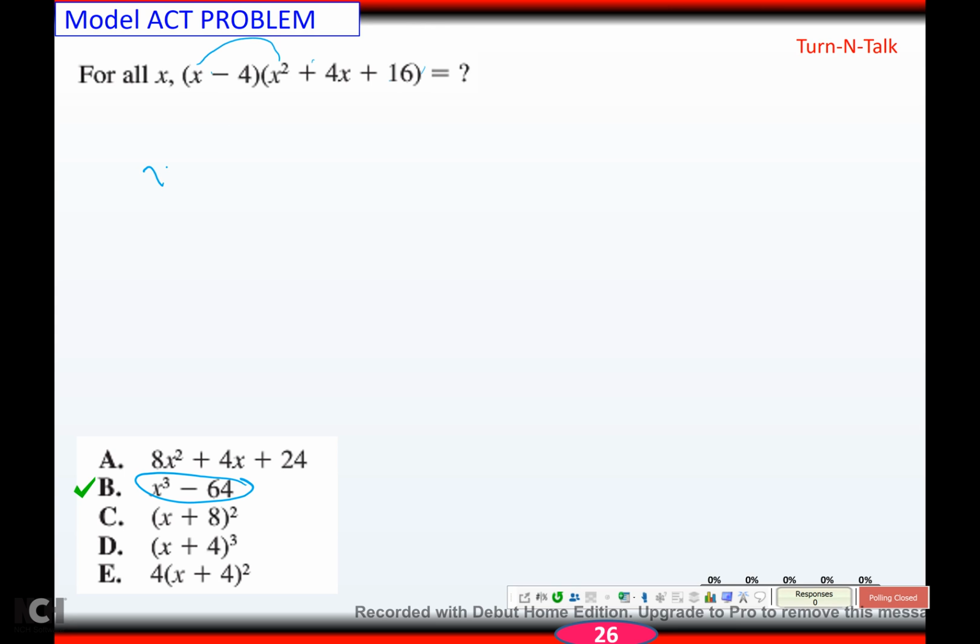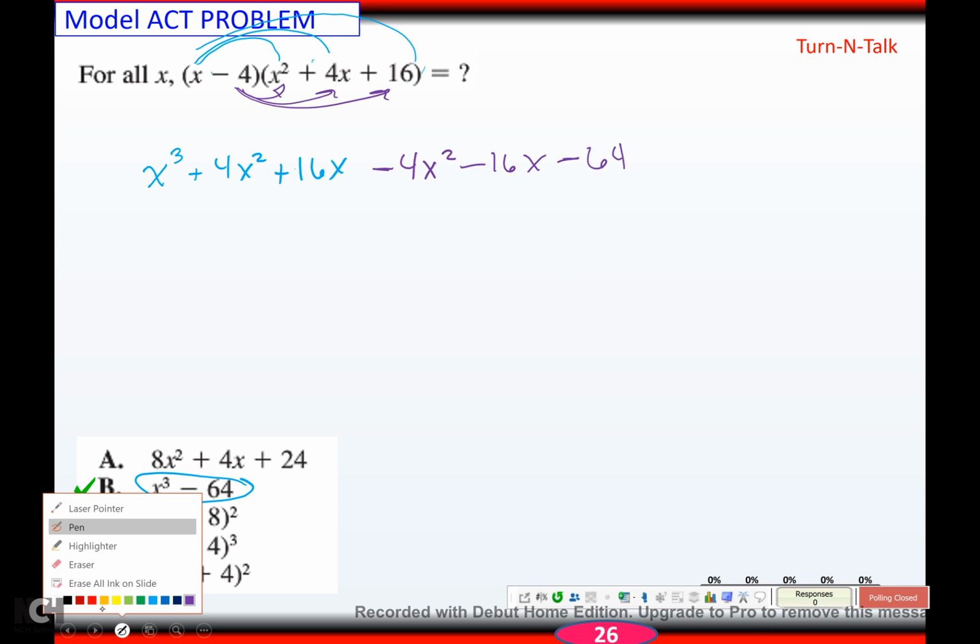So x times x squared would be x cubed. X times 4x would be 4x squared. X times 16 would be 16x. And then we distribute the negative 4: times x squared is negative 4x squared. Negative 4 times 4x is negative 16x. And negative 4 times 16 is negative 64.